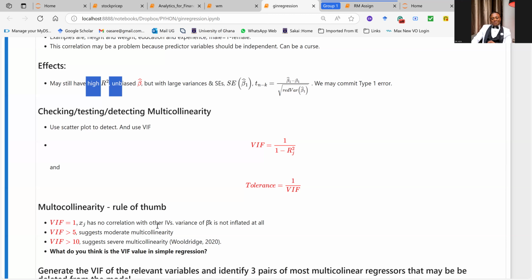Now, let me ask you a question, and this can go to anyone. What do you think is the VIF value in a simple regression? In a simple regression, we have one dependent variable and one independent variable. What do you think is the VIF value in a simple regression?